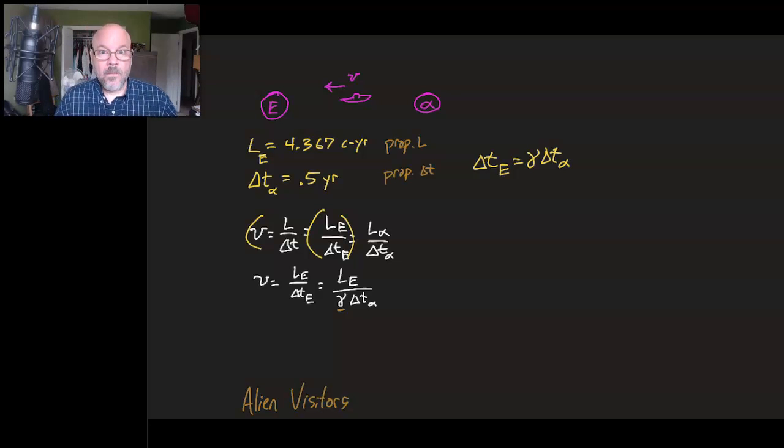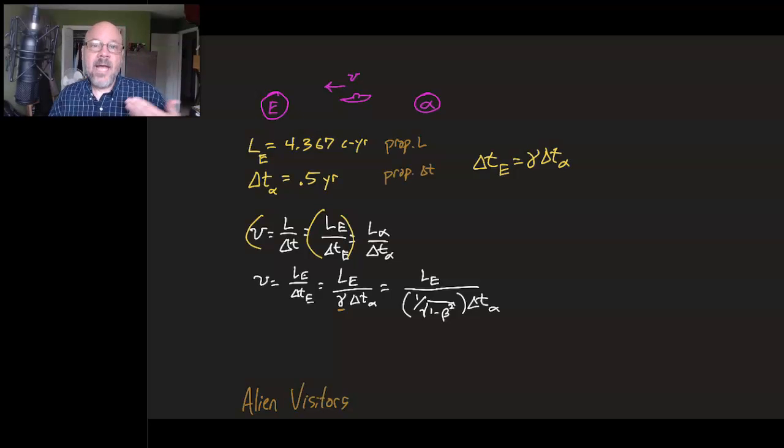All right. So let's take this another little step here. This is going to be L_E, and then we're going to have gamma. Gamma is 1 over the square root of 1 minus beta squared, like this. And then now we've got our delta t_alpha in here. Now I've got the 1 over in the denominator, so that brings it up to the numerator. So then I have the square root of 1 minus beta squared, times L_E over delta t_alpha.